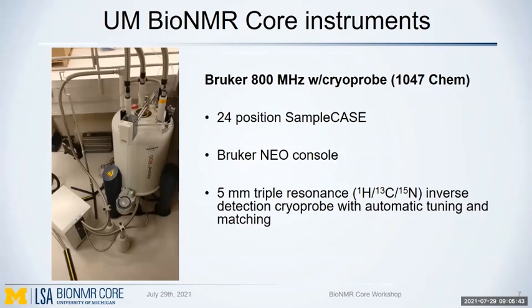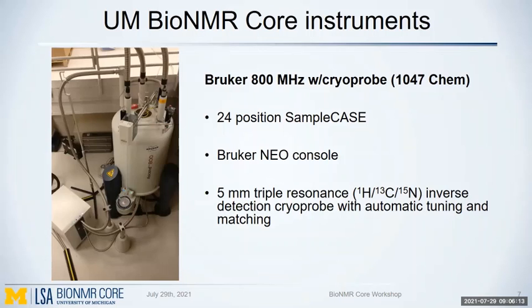So we have a total of 5 instruments. In the chemistry building, we have 3. The first one is this 800 megahertz, and this one is located in 1047 Chemistry. Maybe you have used other NMR instruments before. Similar to those, it has a 24 sample case that can automatically load and inject samples. And it has a Bruker Neo console, so it is capable of running many of the modern and advanced NMR experiments.